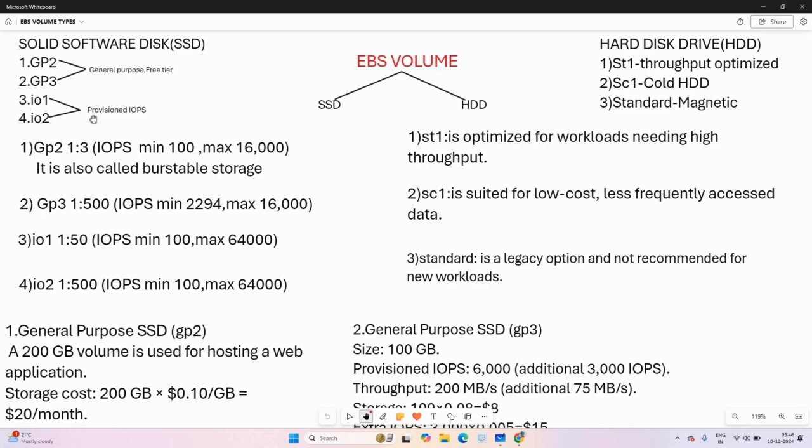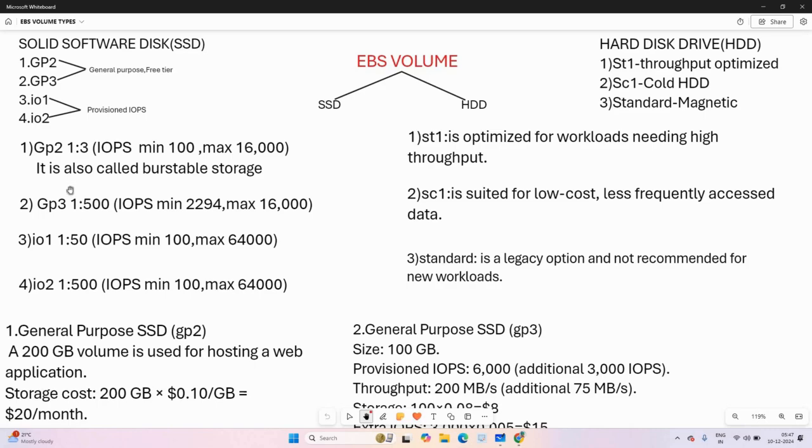So before knowing provisioned IOPS: IOPS means input output per second, and it is a metric calculated in numbers. It is about how many inputs and outputs there are. If we create an instance and the customer is accessing it, how much input and output is given to the disk is calculated.